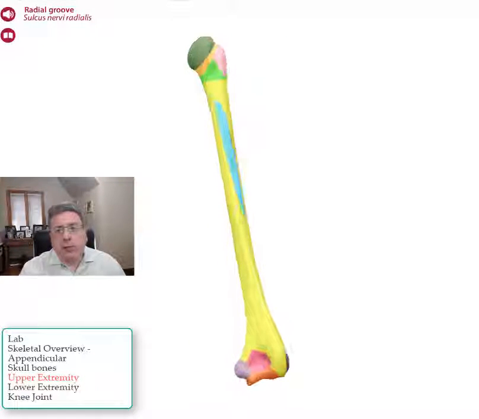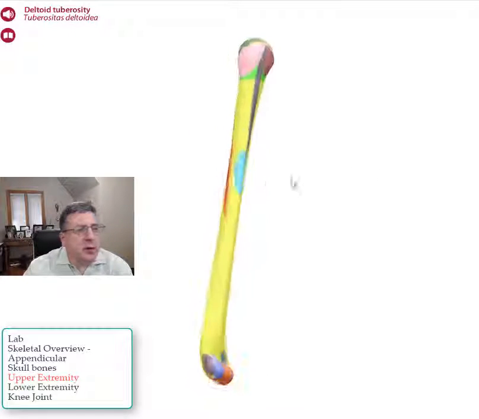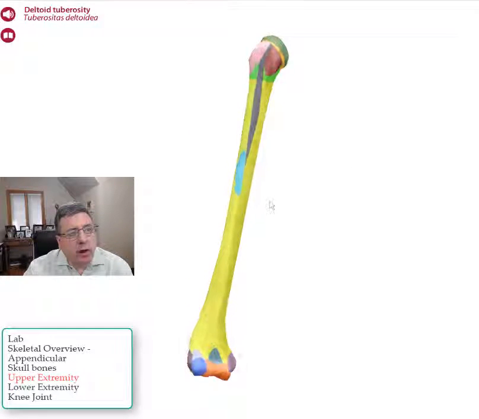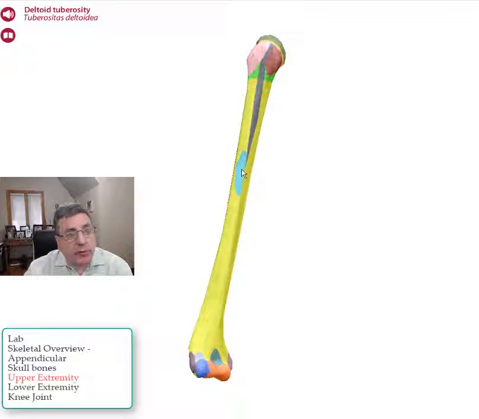We're going to have a radial groove. This is just on the posterior surface. Deltoid tuberosity. So as you go down to the diaphysis, if you don't remember what the diaphysis is, go back and review that information.